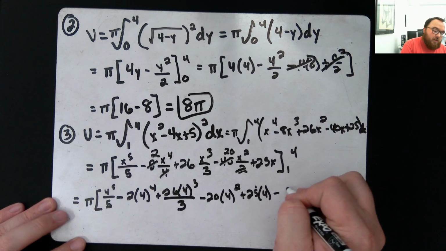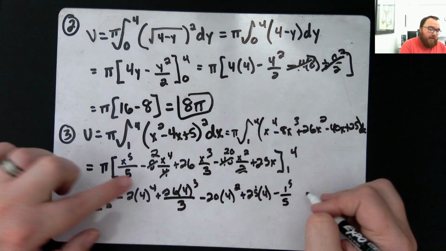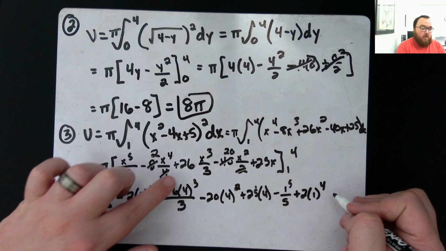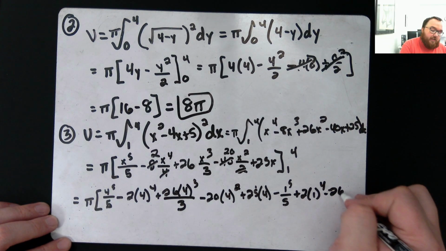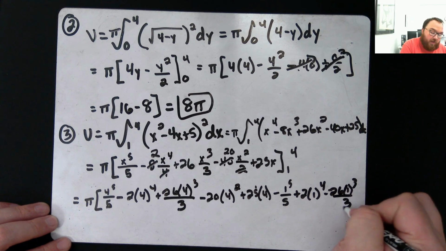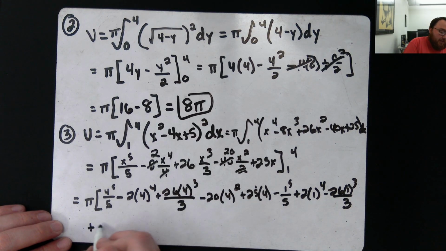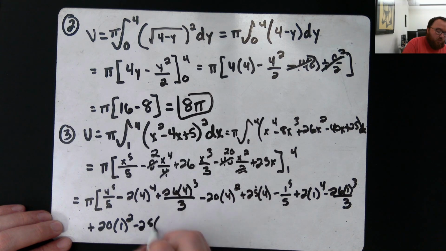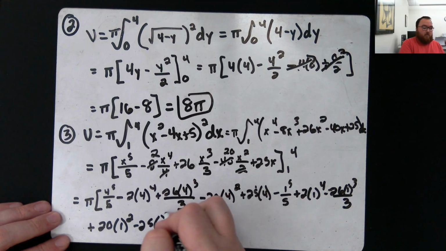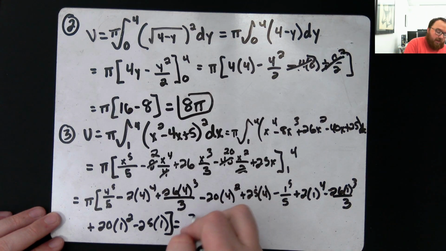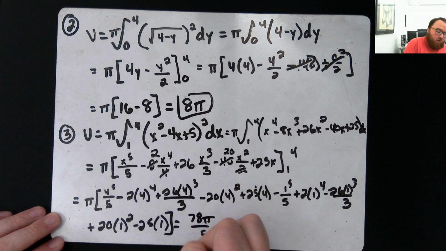So minus 1 to the fifth over 5, minus makes that plus 2 times 1 to the fourth, minus 26 times 1 cubed over 3. I ran out of room, so I'm moving on to the next line. Minus makes that plus 20 times 1 squared minus 25 times 1. And if you work all of that out, what you end up with is 78 pi over 5.